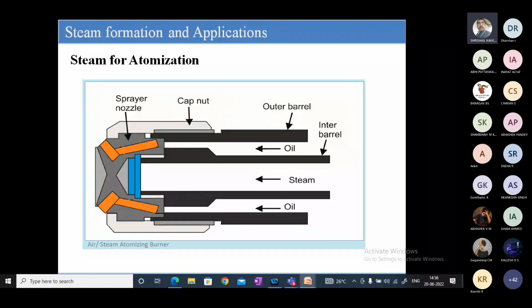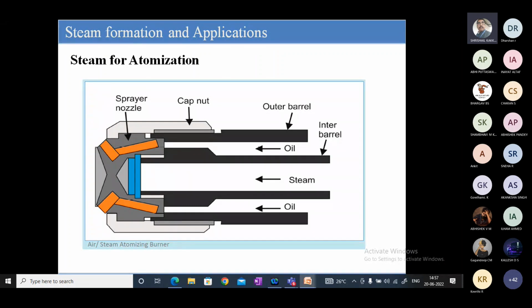Atomizing the diesel oil, which has a high density, into very small particles is called atomization. Once you do the atomization, complete combustion of the fuel will take place. Due to this complete combustion, the carbon generation and other adverse effects can be reduced. This is what is called steam for atomization.